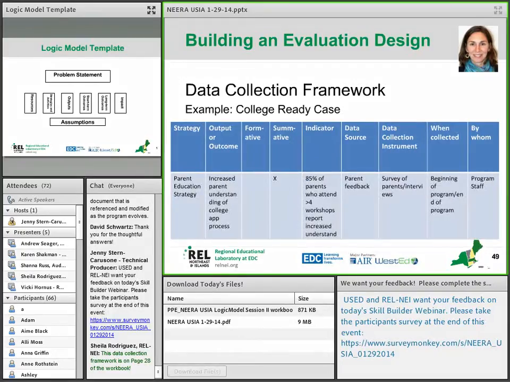And we've given you another example here, thinking about a summative type of outcome. Again, we have the parent education strategy. We have this outcome we mentioned before of increasing parental understanding of the college application process, which would be a summative goal. The indicator is that 85% of parents who attend more than 4 workshops report increased understanding. Again, that depends on a couple of indicators. We need to have that attendance log to know who the parents are who attended more than 4 workshops. What would be the data source?